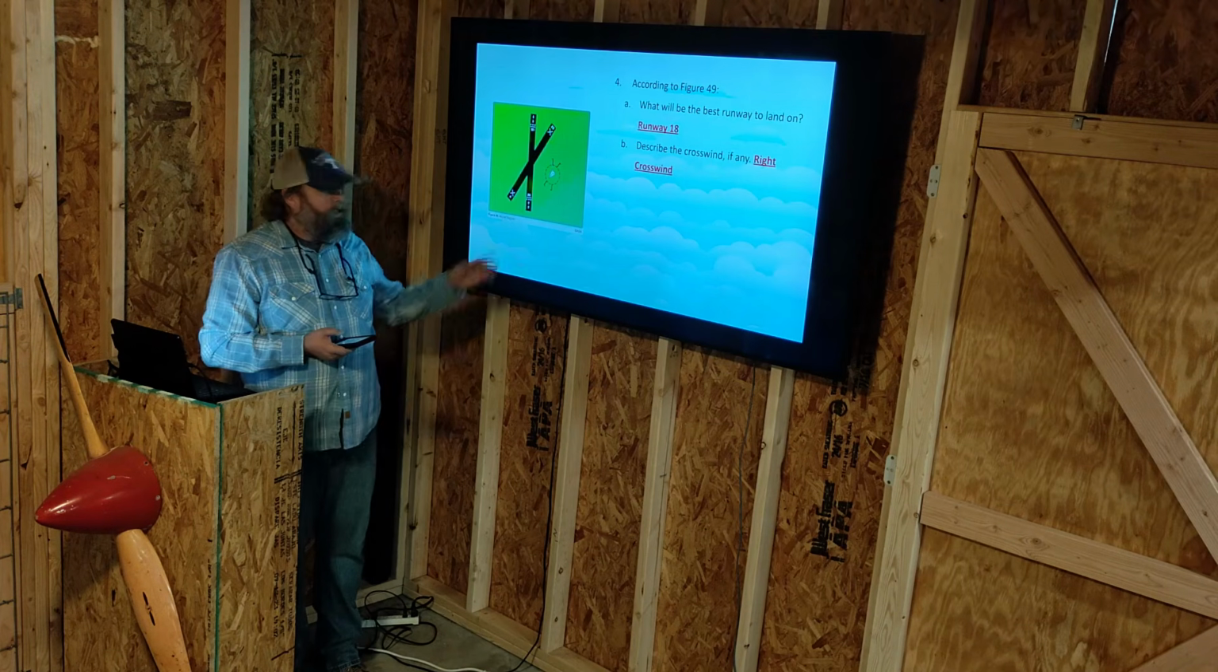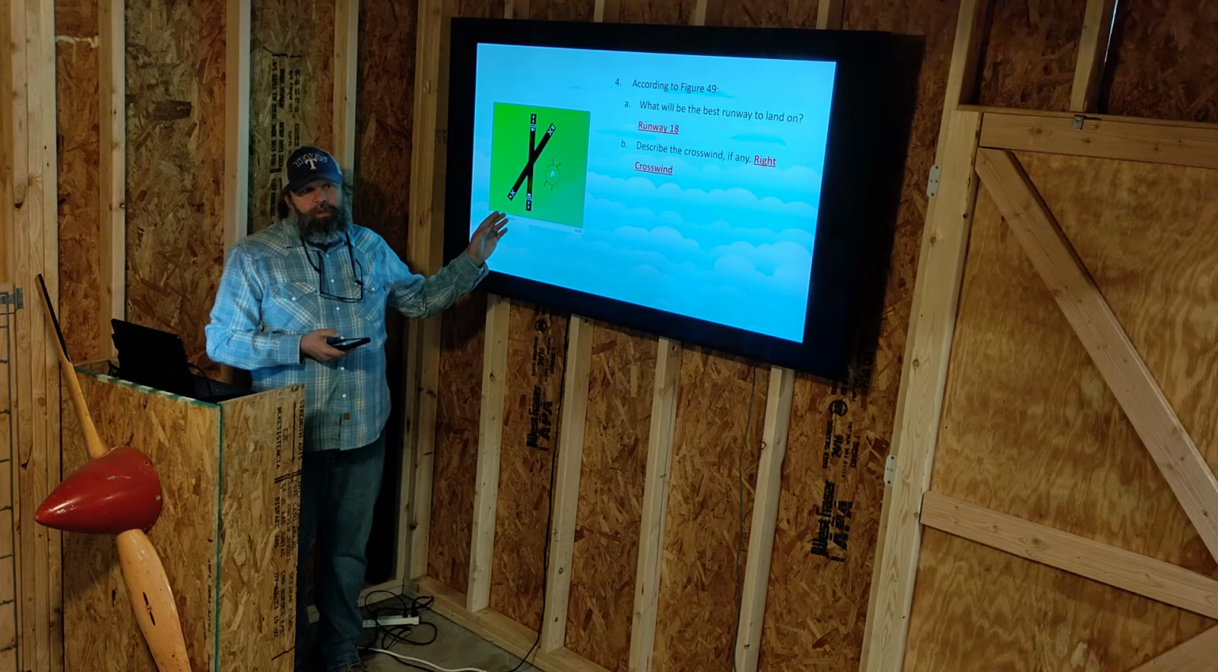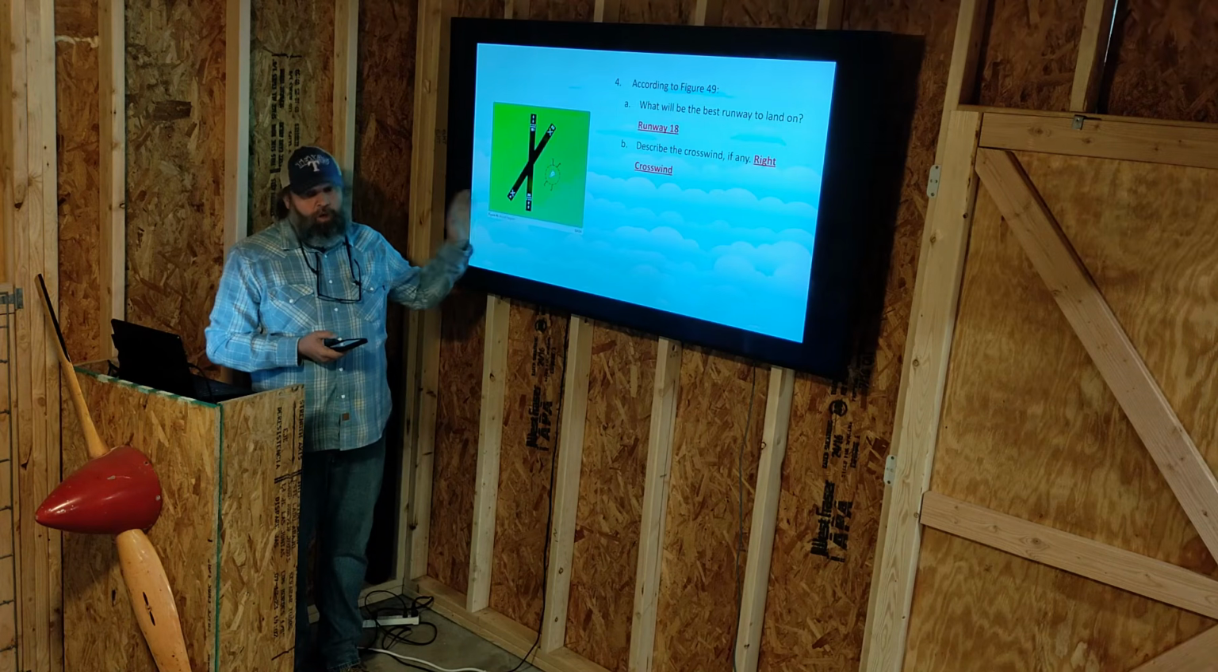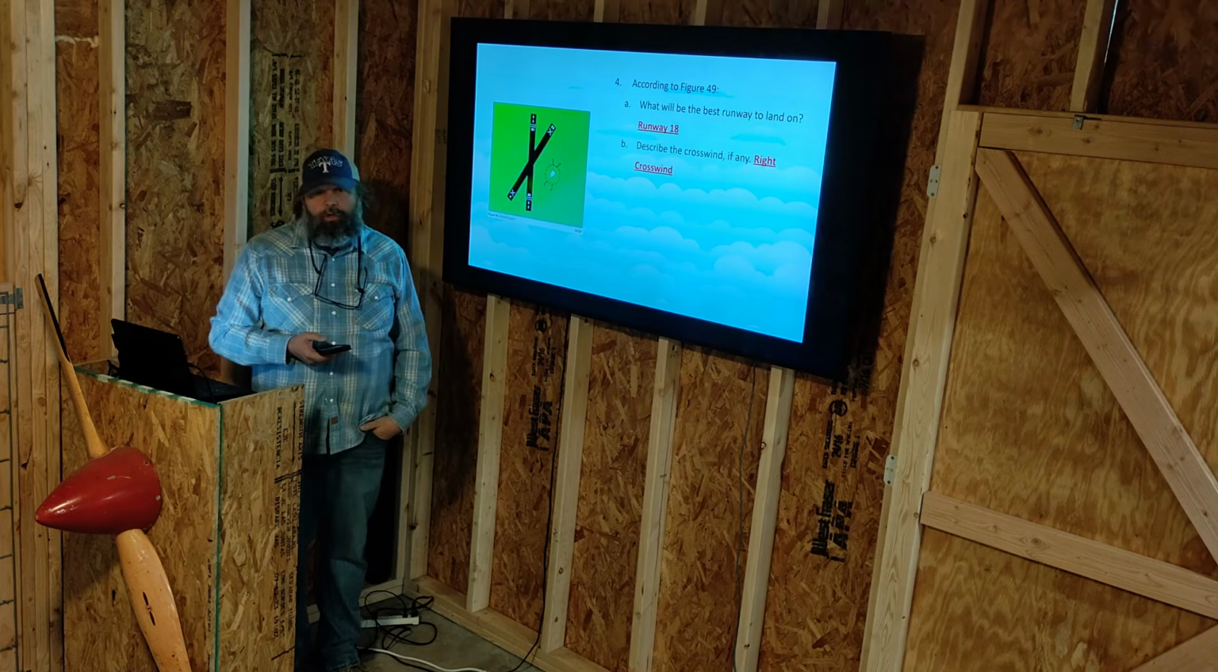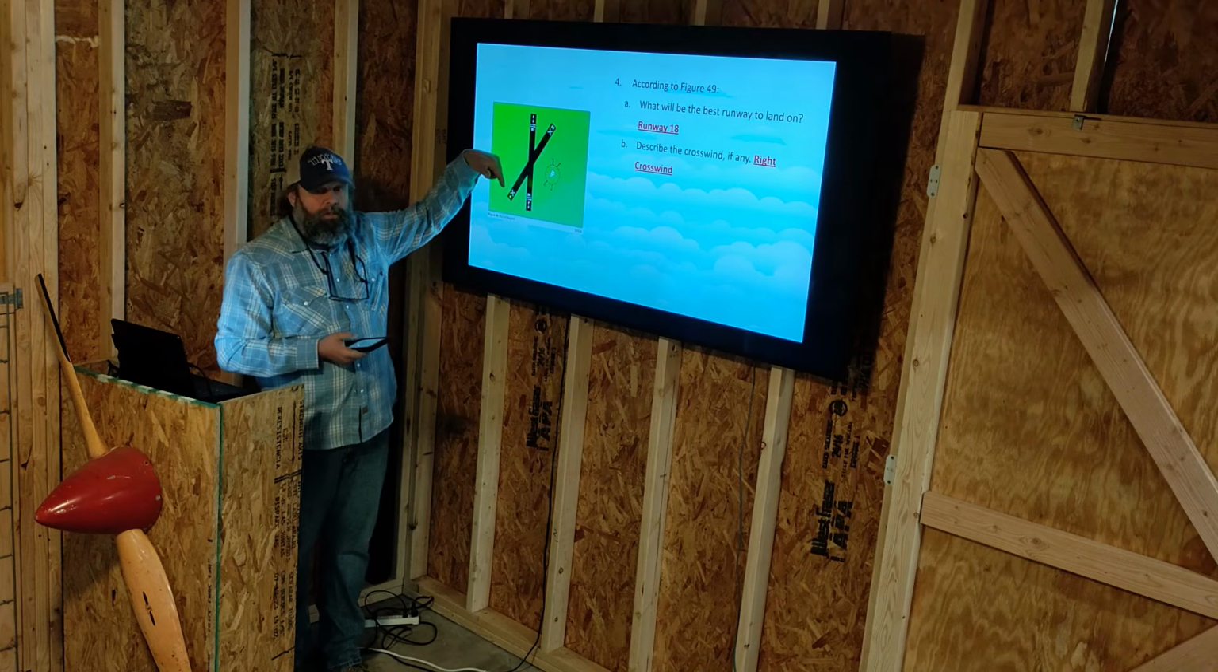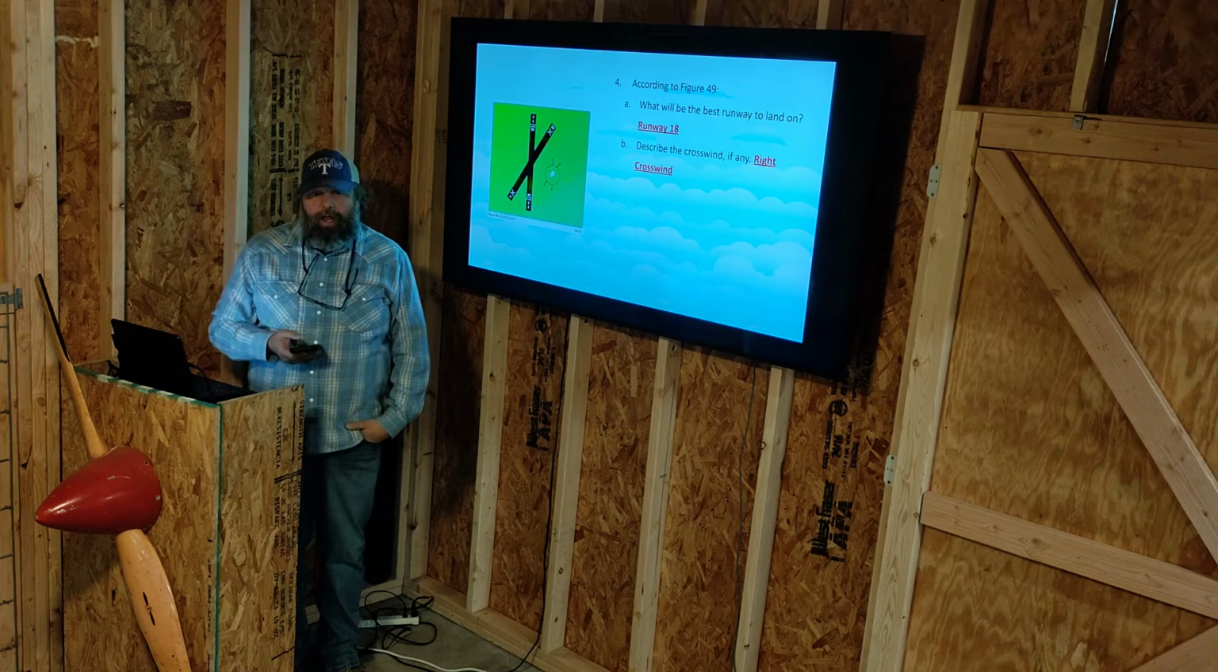Yeah. So if you're doing 60 knots with a 20 knot tailwind, what's your ground speed? 80 knots? Yeah. So you're having to land at 80 knots. So you don't want to do that. If you go the other way, you're landing at what? 40. Right. So which would you rather land at?